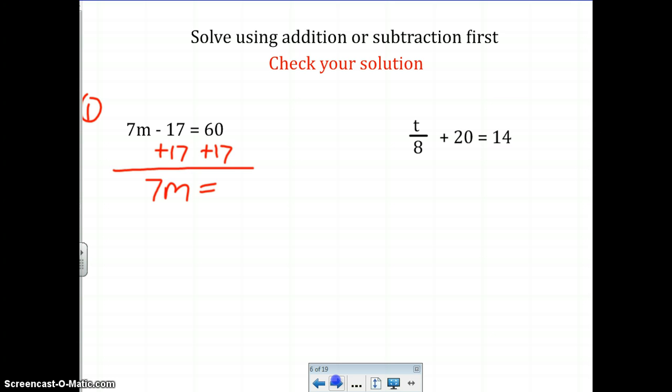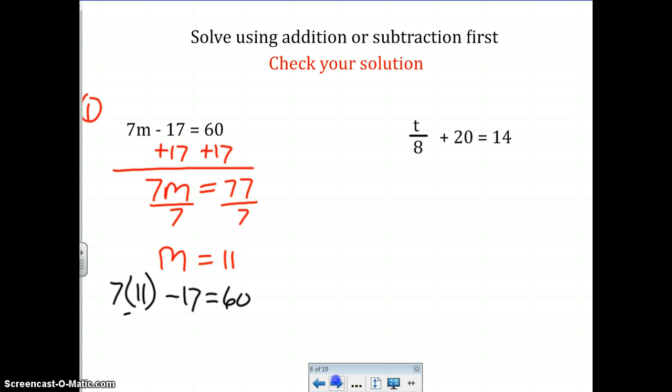On the other side of the equation, I have 77. And at this point, it's a single step equation. Divide by 7, divide by 7, and m equals 11. It's a good idea to remember to check your solution to see, does my answer work? So 7 times 11 minus 17 equals 60. So we have 77 minus 17 equals 60. Yes, 60 does equal 60, so I solved the equation correctly.